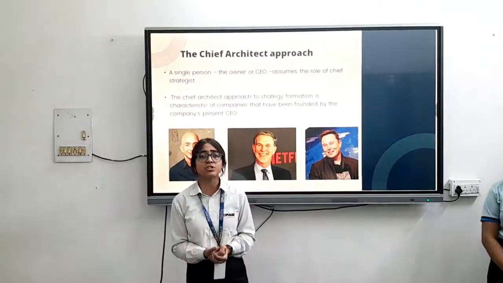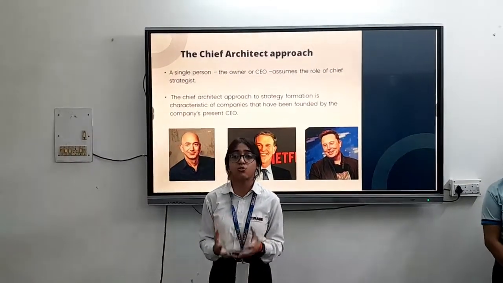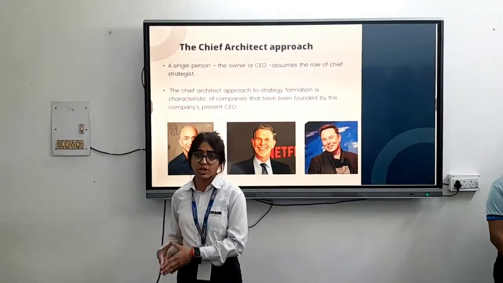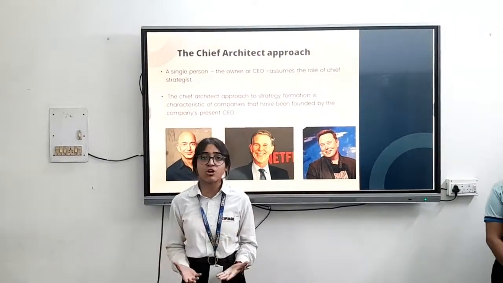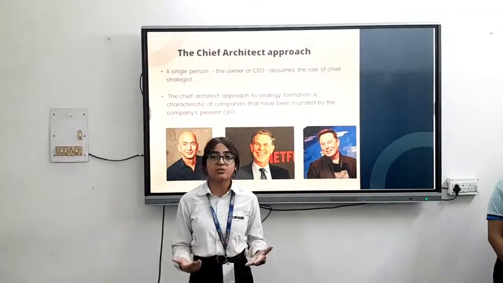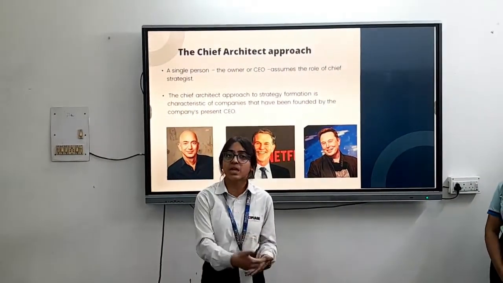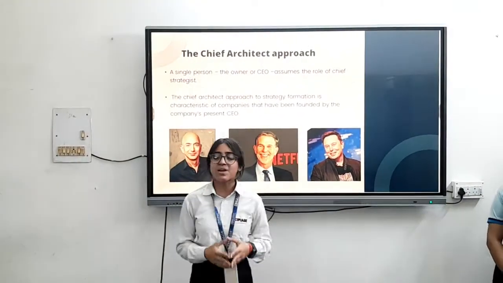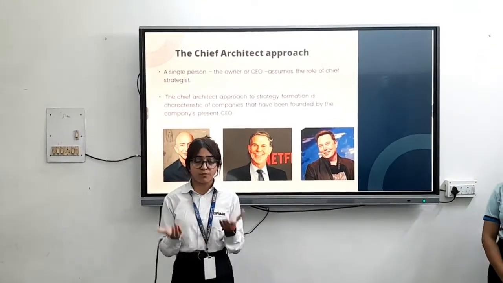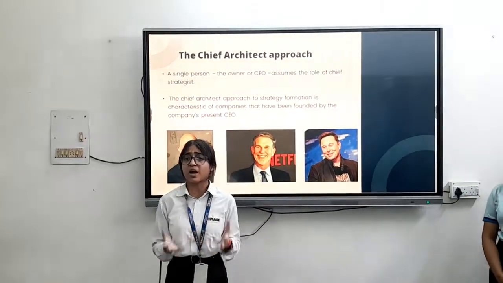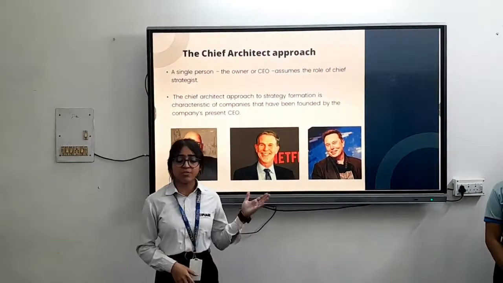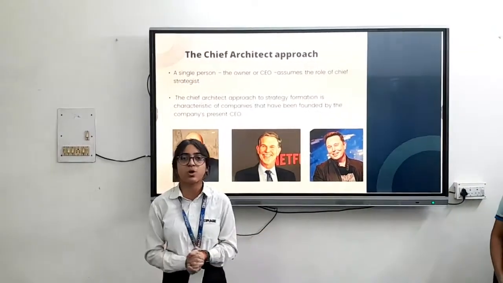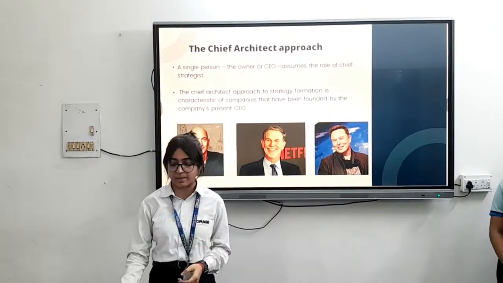The second key characteristic of this approach is direct control. The strategist has full control over the strategy formulation and key initiatives in the entire organization. He or she can ask for information or data from any level, and no one can question his final decision. Some examples of chief architects of their organizations are Jeff Bezos of Amazon, Reed Hastings of Netflix, and Elon Musk, as we all know, of Tesla, and X as well.